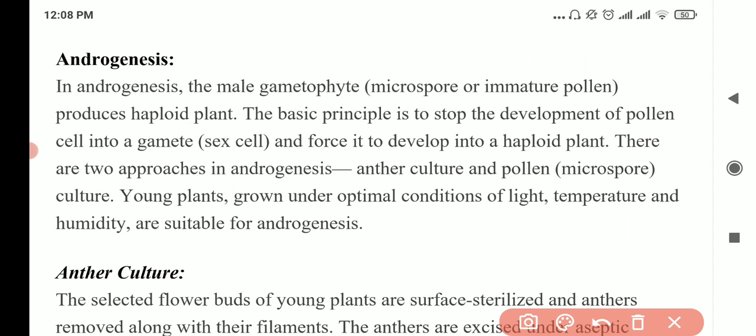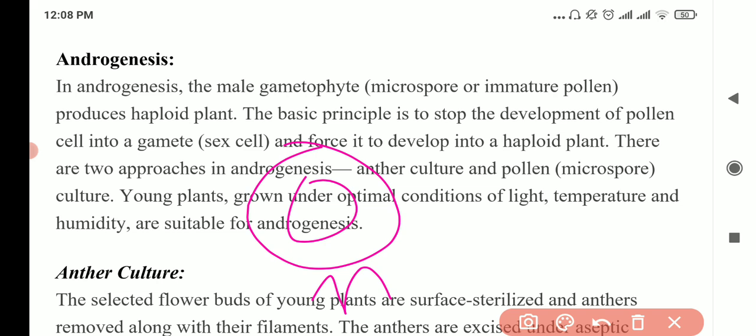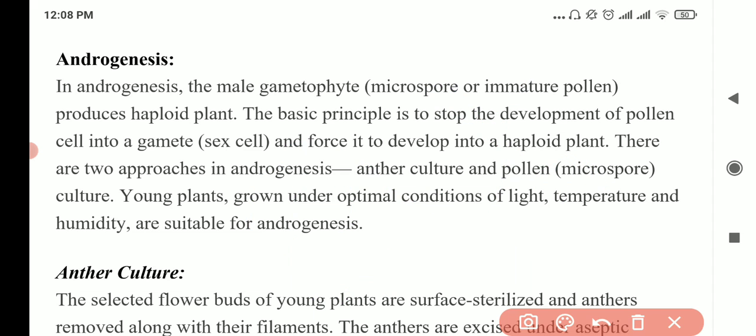Okay, so we want to stop that development of the pollen into the gamete, because here the number of chromosomes is already n. So we want it to develop into a single plant, a plant which has only the haploid number of chromosomes. So there are two approaches. We can do anther culture or pollen culture.